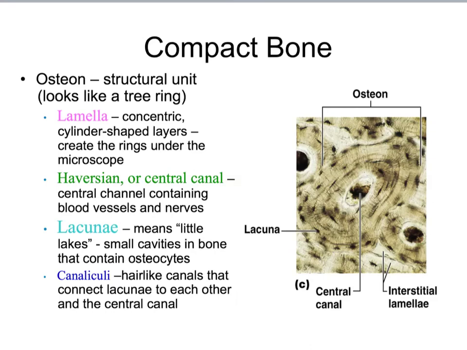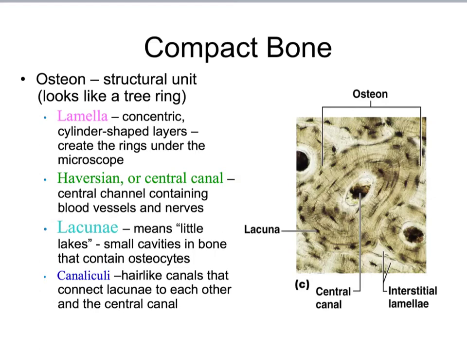So an osteon is the actual structural unit of the bone, and we looked at this when we were studying our tissues, and it looks like the rings of a tree. You have lamella, which are the concentric cylinder-shaped rings. They're what looks like the rings under the microscope. You have the central canal, also called the Haversian canal, and this is where blood vessels and nerves will snake their way through.